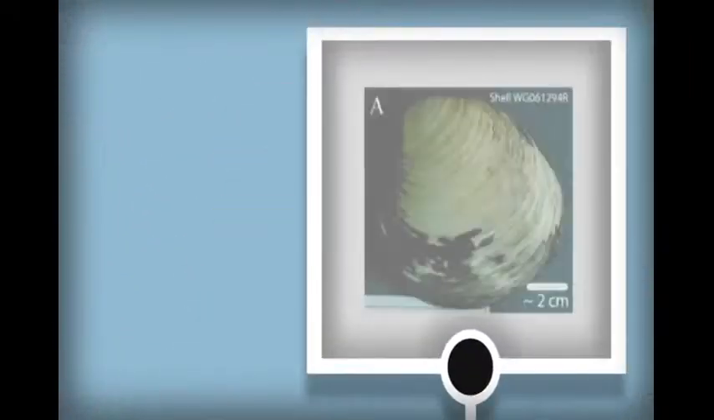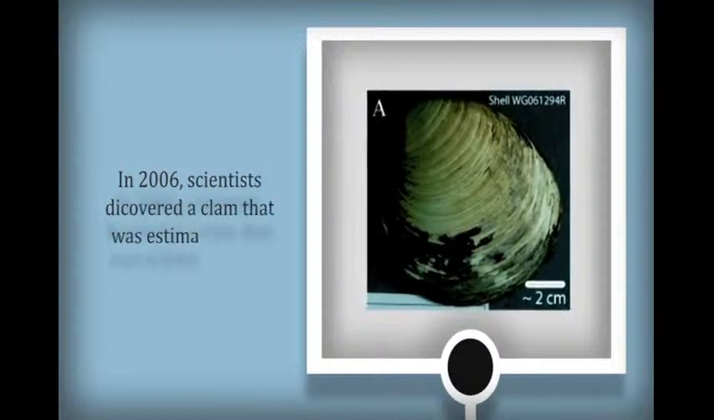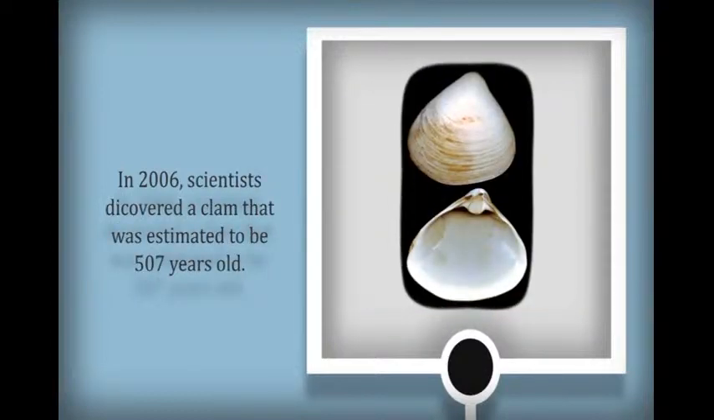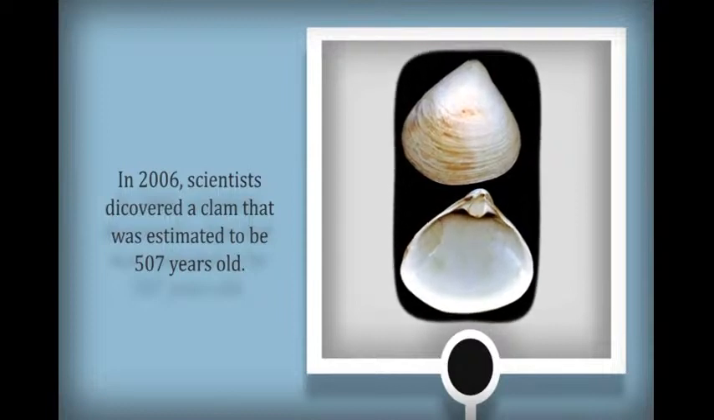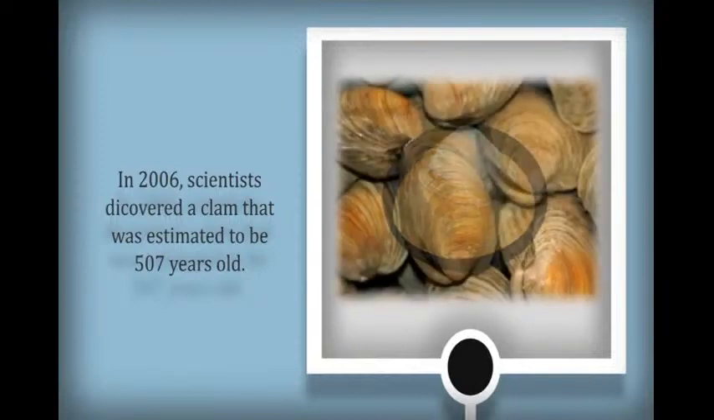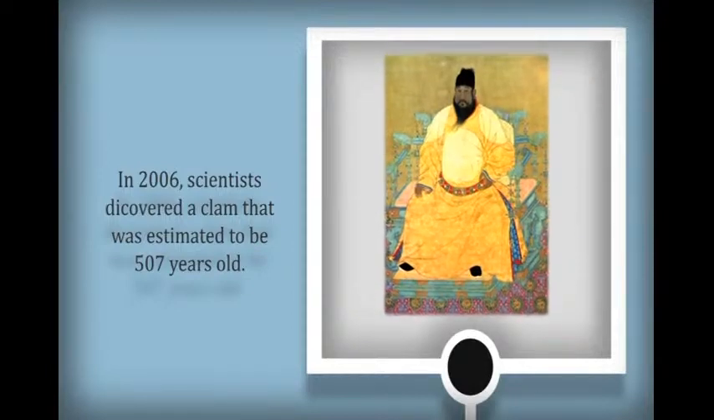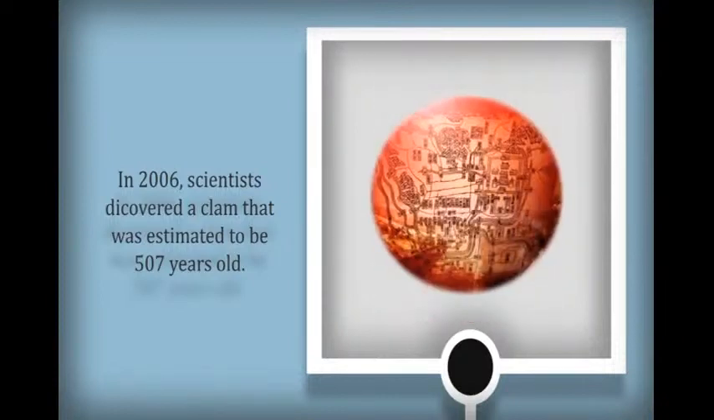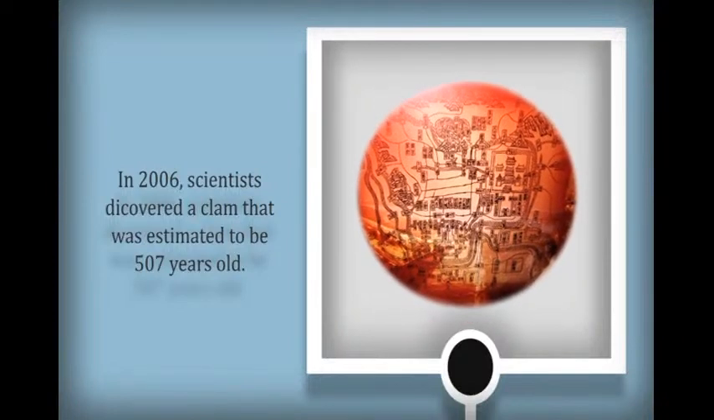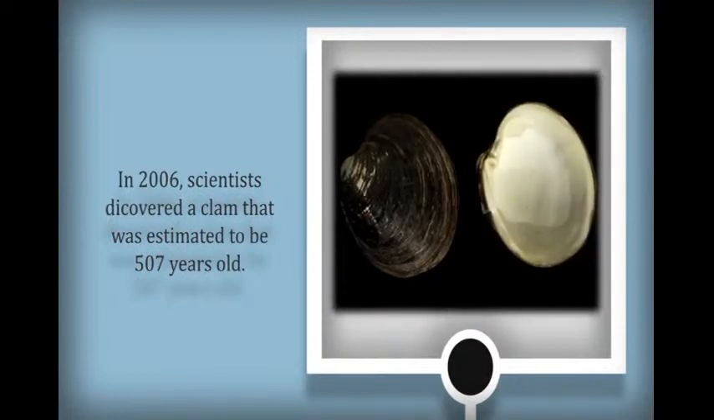Did you know that in 2006 researchers discovered a clam estimated to be 507 years old? In 2006 an ocean clam was discovered off the coast of Iceland, and by counting the growth rings on the shell, scientists estimated its age at an astonishing 507 years old. Born in 1499 during the rule of the Ming dynasty, the clam was nicknamed Ming.